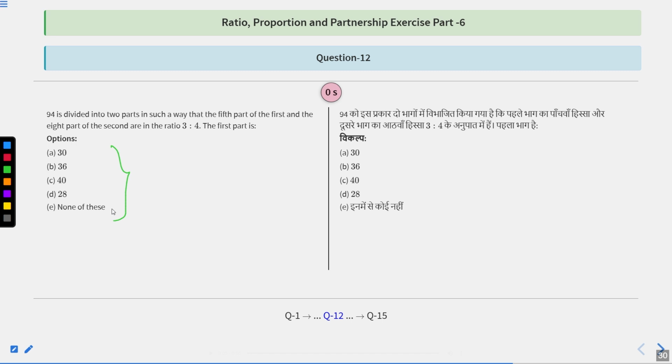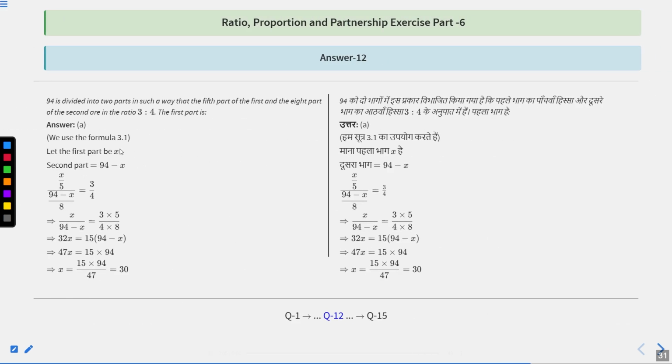Now time's up. Let's see the solution. According to the question, 94 is divided into two parts. So we take the first part as x, so the second part will be 94 minus x. Now move to the question's language.